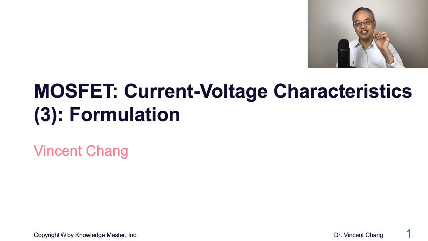I promise you this lecture will be much easier compared to the previous one, when we tried to derive the current voltage characteristic for the MOSFET when it's operated in the triode region. MOSFET current voltage characteristics, part 3, formulation. So we're going to put all the formulation together.